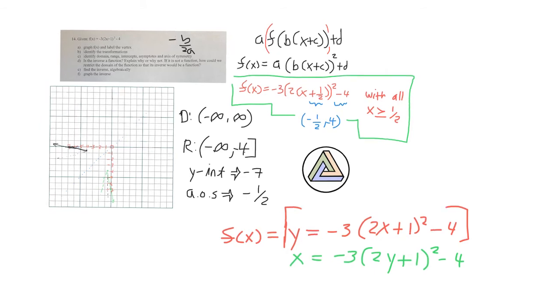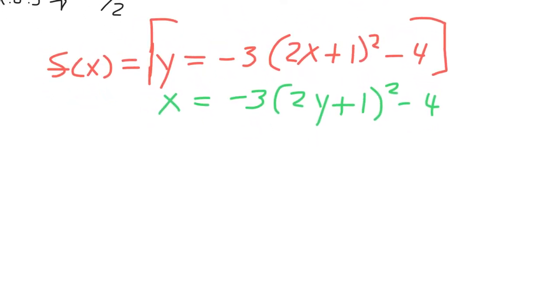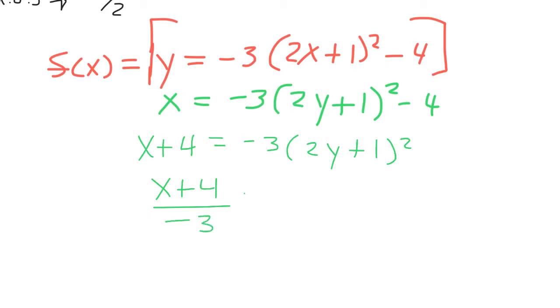And continuing from there, let's actually just hone in on this stuff. First thing would be to add 4 to both sides, so we end up with x plus 4 equals -3 times (2y plus 1) squared. Dividing both sides by -3 would be (x plus 4) divided by -3 equals (2y plus 1) squared. Let's do a little barrier so it doesn't get confusing.